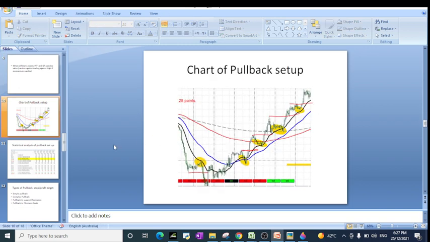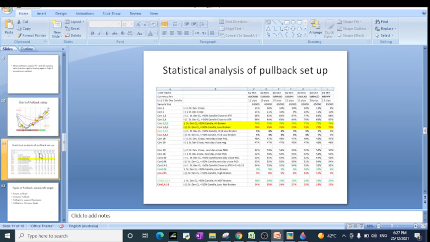So these are charts of a pullback setup, and these are the statistical work I've done that shows where the edges lie. So when we get those candles, you see the areas I highlighted yellow. When we get a big candle that is larger than normal, and the body of the candle fills up about 60% of the ATR, meaning the candle's range.